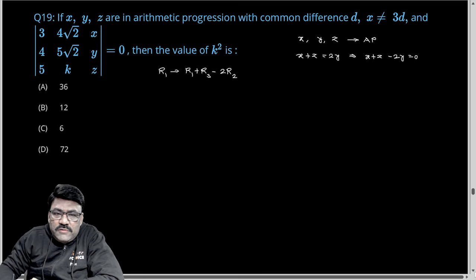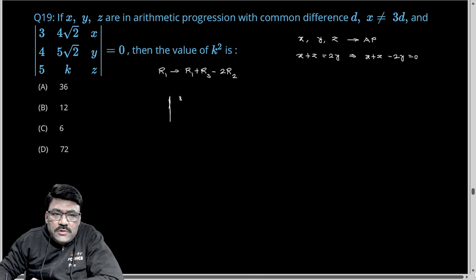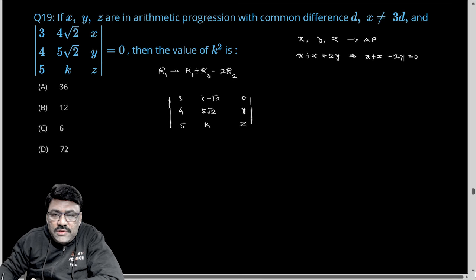So then this determinant will become what? 3 plus 5, 8 minus 8, this is 0. Here you will get 4 root 2 plus K minus 5 root 2. So this will be K minus root 2, and 0 here. And the remaining rows, I'm not doing anything. Let's keep the other rows as they are. So this determinant is 0.